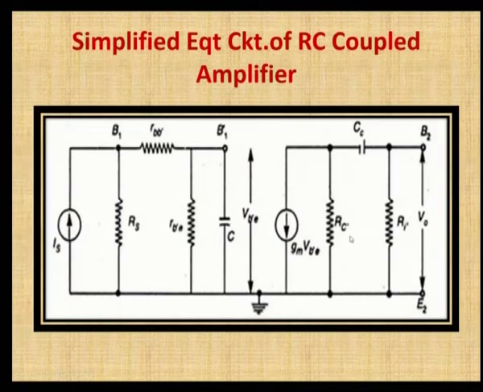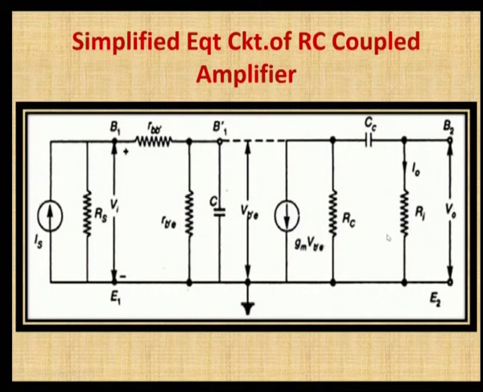So, in the previous circuit you have RC' and Ri'. Here in the next circuit, if you see, this is only RC and Ri. We have neglected the R naught here and RB here. So, this is the simplified circuit of the RC coupled amplifier which is ready to analyze.